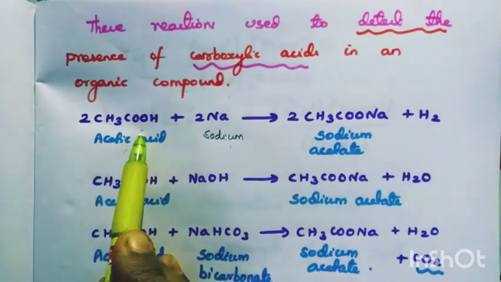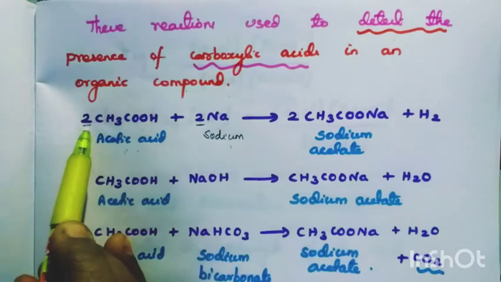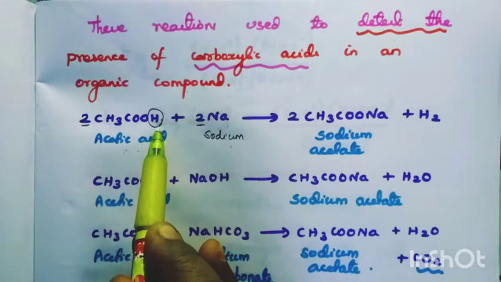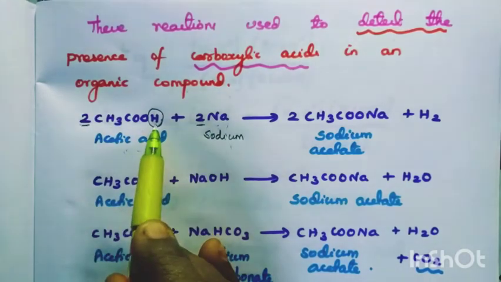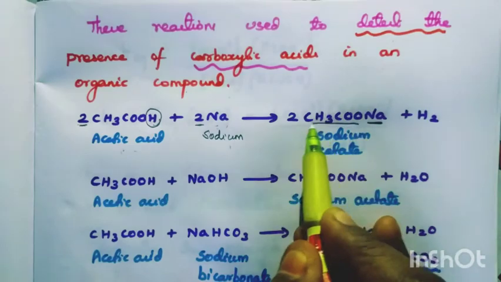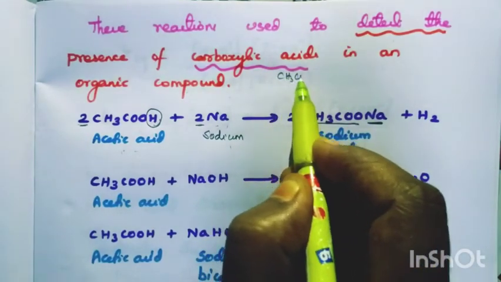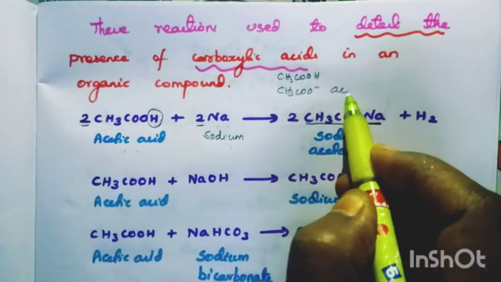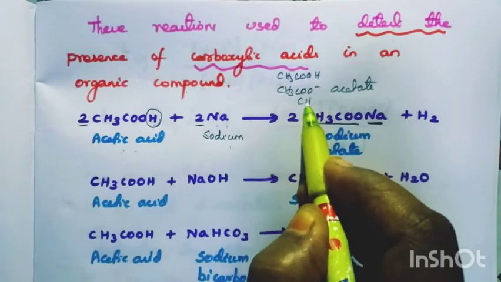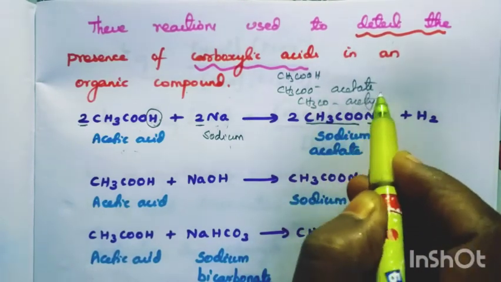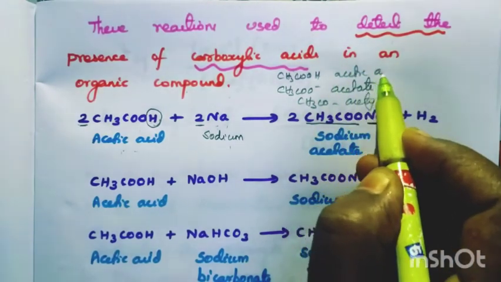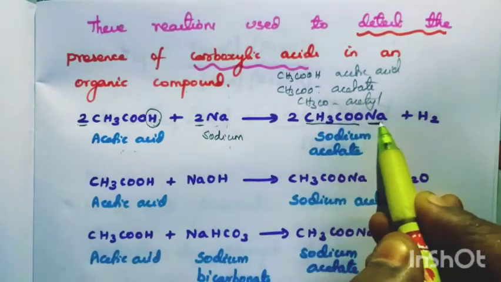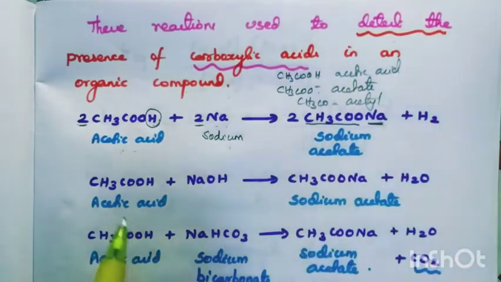Take 2 molecules of acetic acid and 2 moles of sodium. The O-H bond breaks, H2 goes out, and Na is added here. This is sodium acetate. We already know CH3COOH is acetic acid, CH3COO minus is acetate, and CH3CO is acetyl. In acetic acid, H is removed, and instead of hydrogen we have Na. So, sodium acetate.